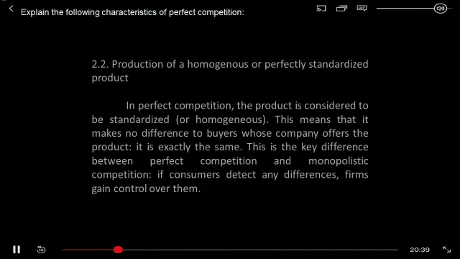2.2 Production of a homogeneous or perfectly standard product. In perfect competition, the product is considered to be standardized or homogeneous. This means that it makes no difference to buyers whose company offers the product because it is exactly the same. This is the key difference between perfect competition and monopolistic competition, because if consumers detect any differences, the other firms would gain control over them.